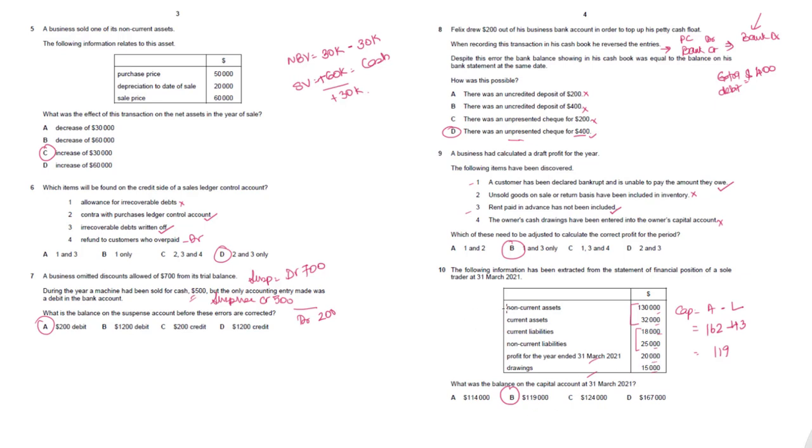Now, if these values were given at the opening date, then I would first calculate my opening capital and then use profit and drawings to calculate my closing capital. But the assets and liabilities are given at the closing date, so we can directly use that to calculate our closing capital.